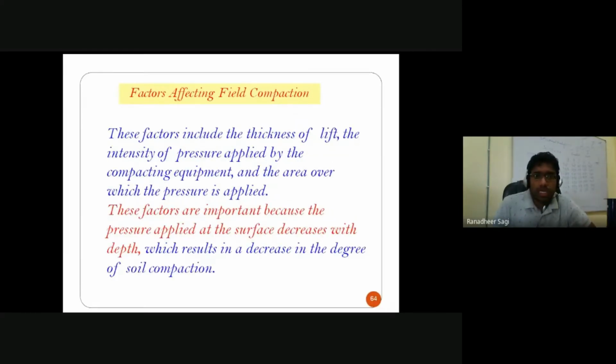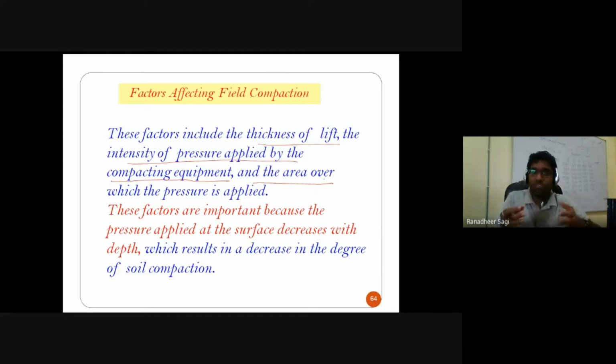So as already mentioned, the factors that govern field compaction are the thickness of lift. Thickness of lift, in the sense, lift means layer. So what is the height of each layer that you are going to place in order to carry out the compaction, and the intensity of pressure, how much pressure you apply through your compacting equipment, and the area over which that pressure is applied. If the area is more, and the load is distributed over a large area, then the intensity of pressure transferred is going to be less.